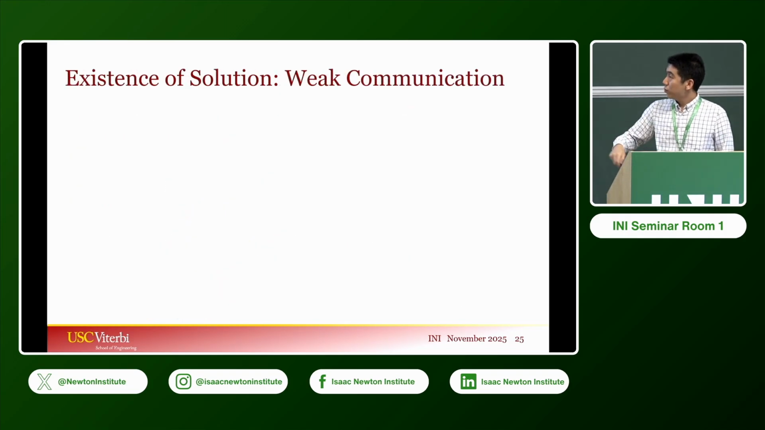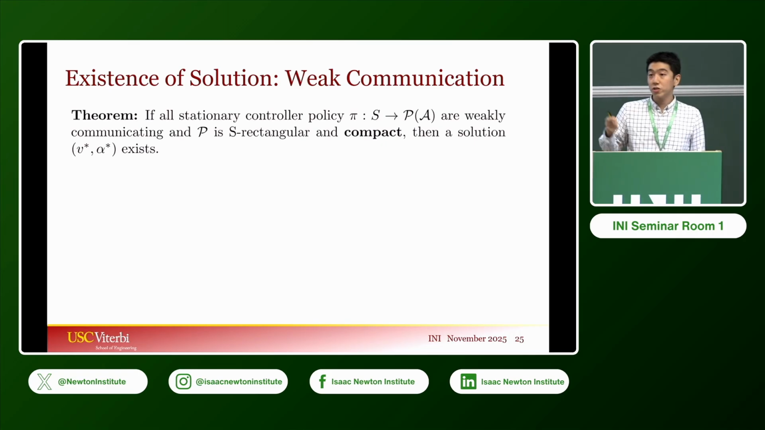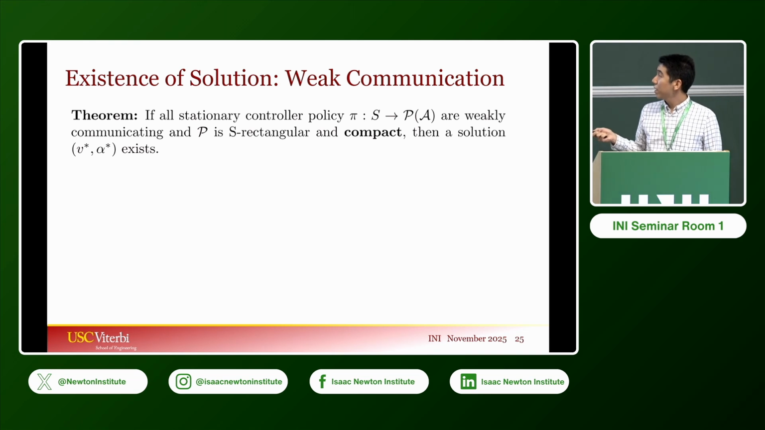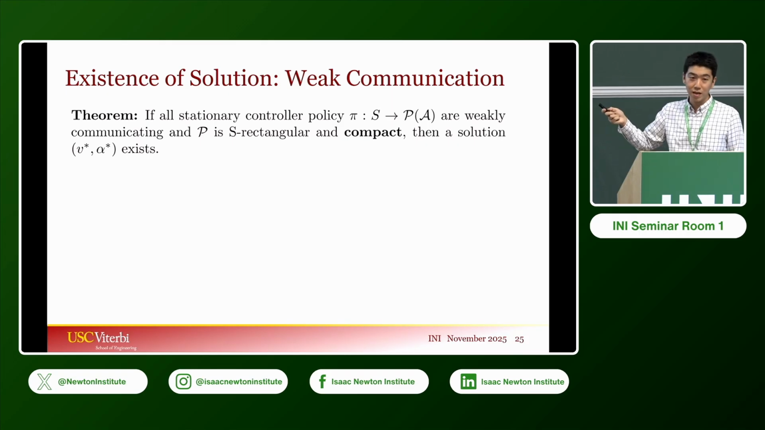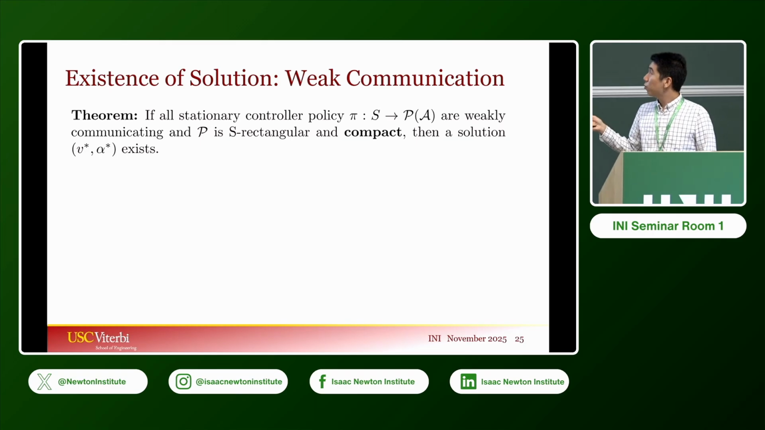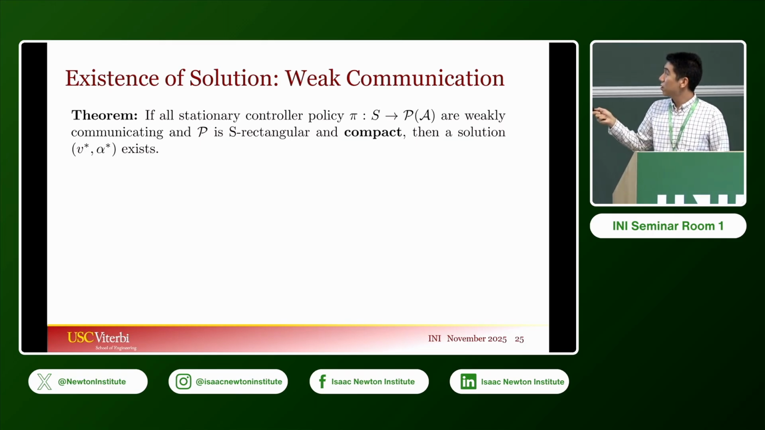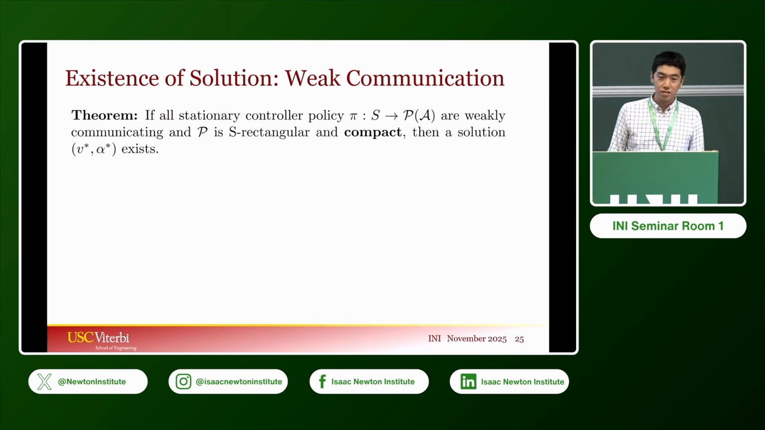And so with this notion of weakly communicating controller, we are able to show the following theorem. If all the stationary controllers are weakly communicating, and we assume that this P is X-rectangular, so it can be written as the product of the marginal ambiguity sets. And also very importantly, the controller's policy class, the stationary controller policy class, as well as the adversary's policy class need to be compact. Under these conditions, we can show that a solution exists.